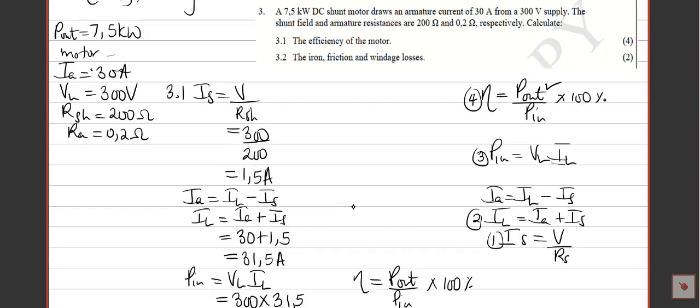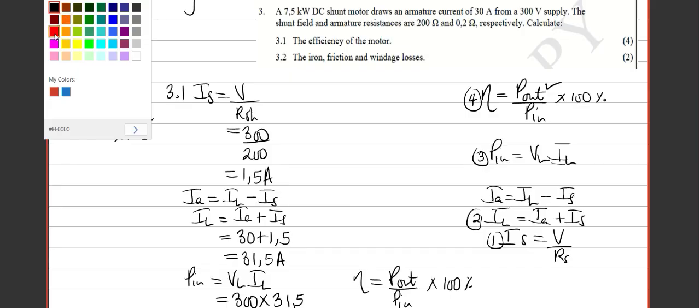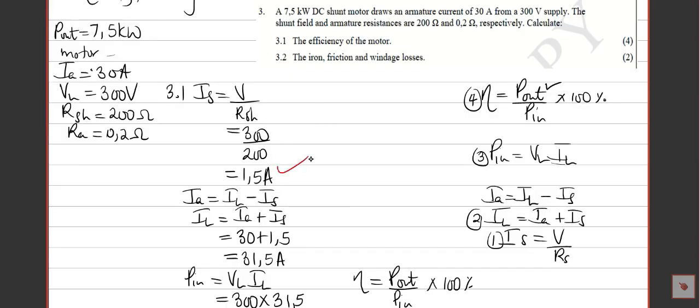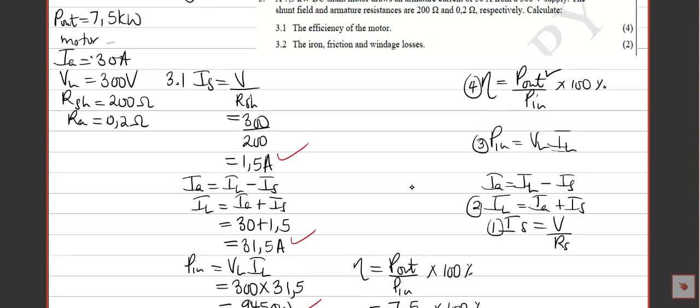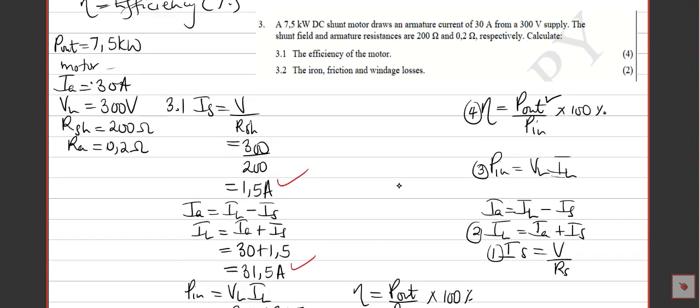To track our steps and the marks allocated for this question, they're likely to give us 1 mark for I shunt, 1 mark for IL, 1 mark for input power, 1 mark for the final answer. No marks for substitution, 4 marks.